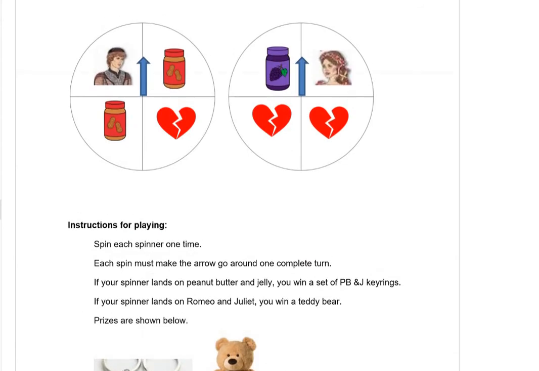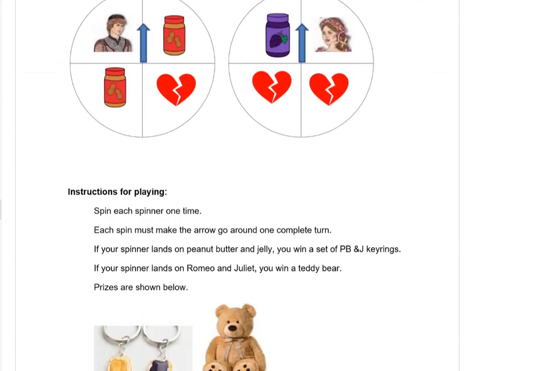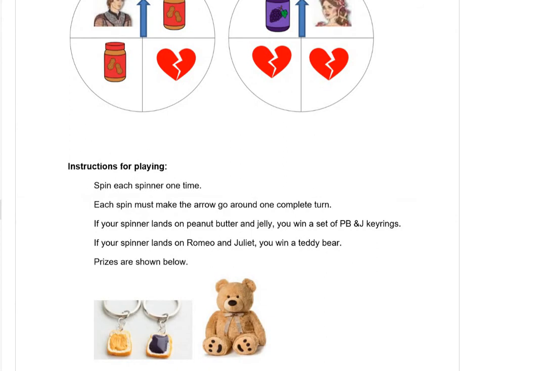Okay, instructions for playing the game. Spin each spinner 1 time. Each spin must make the arrow go around 1 complete turn. If your spinner lands on peanut butter and jelly, you win a set of PB&J key rings. If your spinner lands on Romeo and Juliet, you win a teddy bear, and the prizes are shown below.